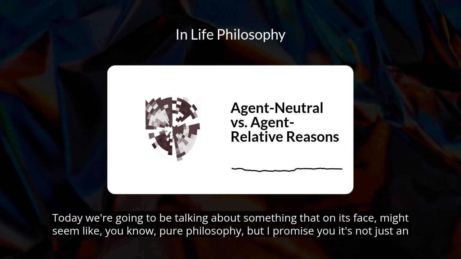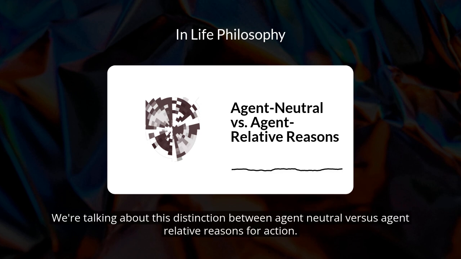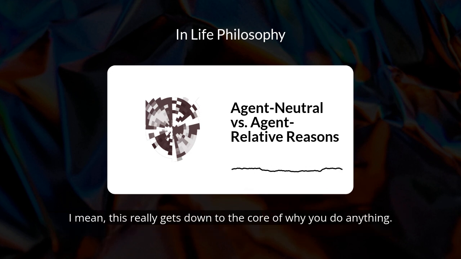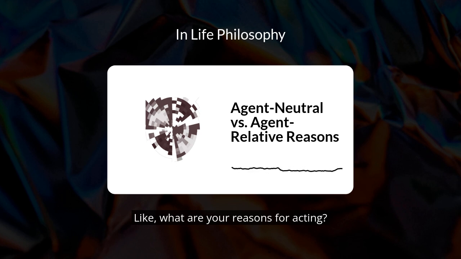Today we're going to be talking about something that on its face might seem like pure philosophy, but I promise you it's not just an academic exercise. We're talking about this distinction between agent neutral versus agent relative reasons for action. For anyone who's ever thought about what they should do, or about ethics or morality, this is a fundamental question that we need to unpack. It really gets down to the core of why you do anything. What are your reasons for acting? Are they focused on yourself? Are they focused on everyone?